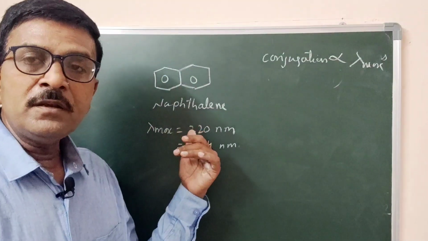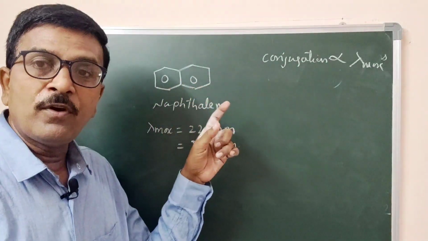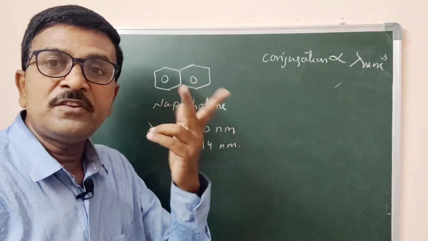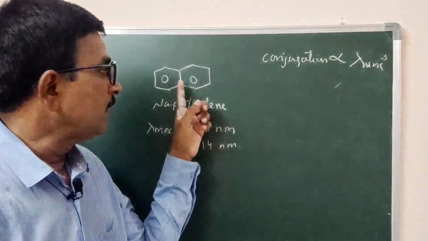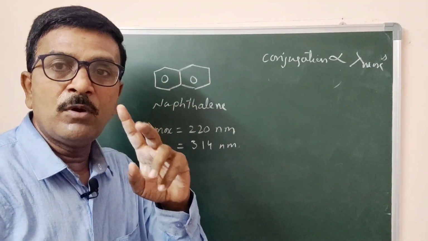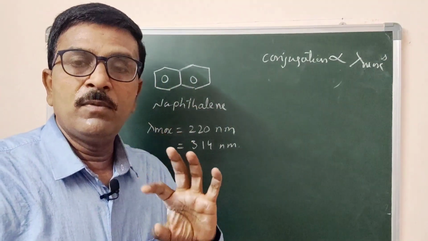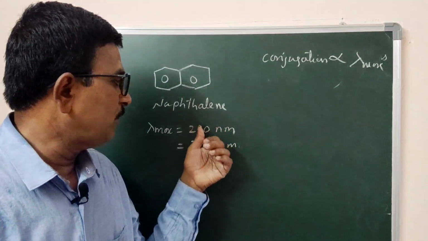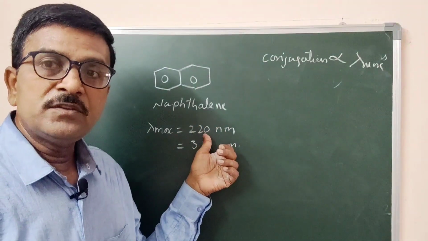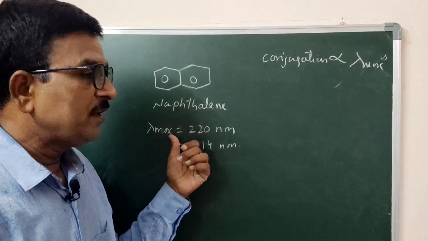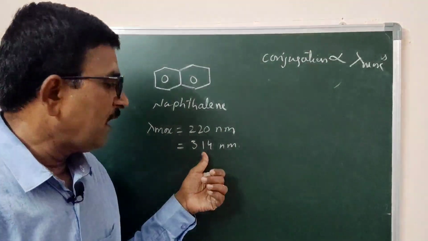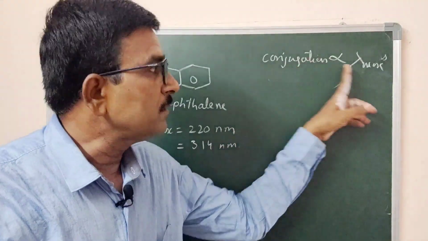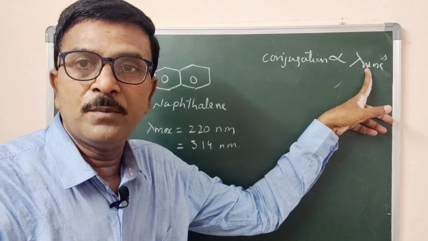Now in case of benzene, the primary band is at 184 nanometers, for naphthalene it is 220 nanometers, because there are two extra double bonds from benzene to naphthalene. In case of benzene there are only 3 double bonds, but in case of naphthalene there are 5 double bonds. So 2 double bonds are increased, therefore absorption maxima also increases. Similarly, the secondary band for benzene is 255 nanometers, whereas for naphthalene it is 314 nanometers. That is, increasing conjugation increases the wavelength of absorption.